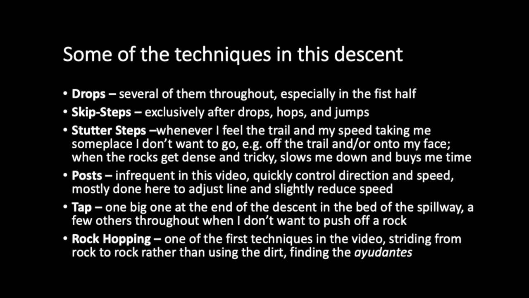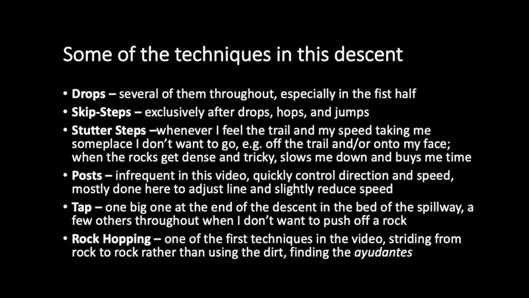It's kind of like the main technique of this whole video. So whenever I feel the trail and my speed taking me someplace I don't want to go, and this happens quite a bit on this trail because of the camber and the steepness of the slope that is to the left in the trail, like people have fallen down there and almost died. You know, when they've not been as careful as they should have been, especially if you're going downhill as fast as I'm going, it's going to be bad news when you go tumbling down that ravine.